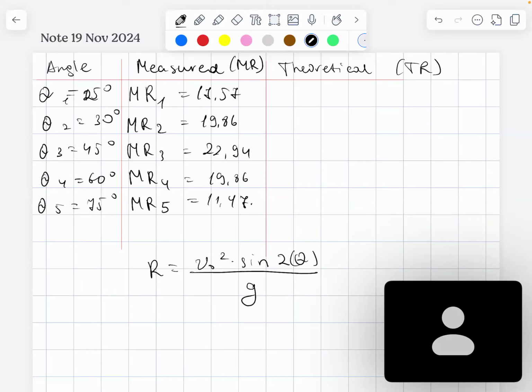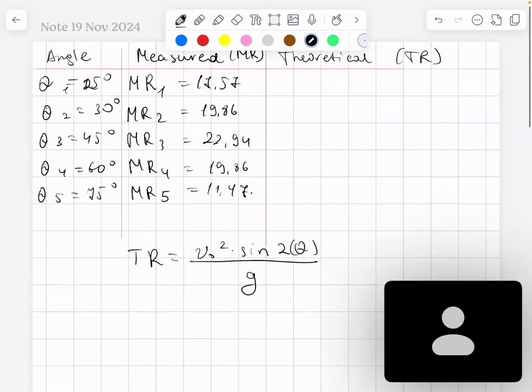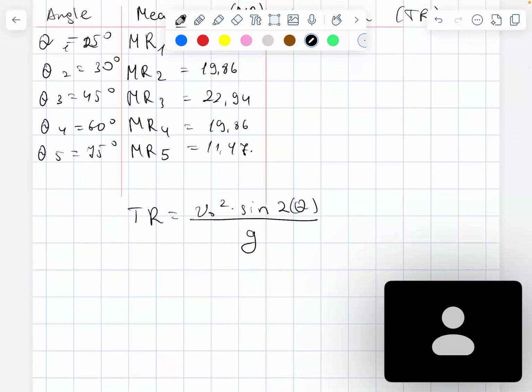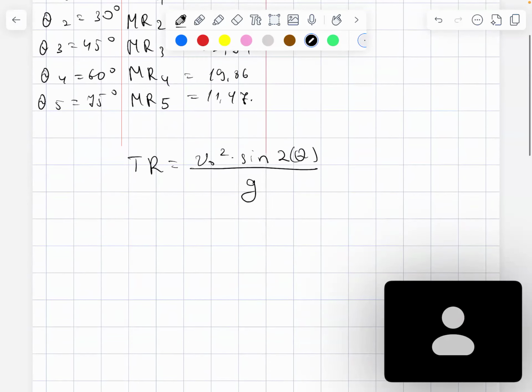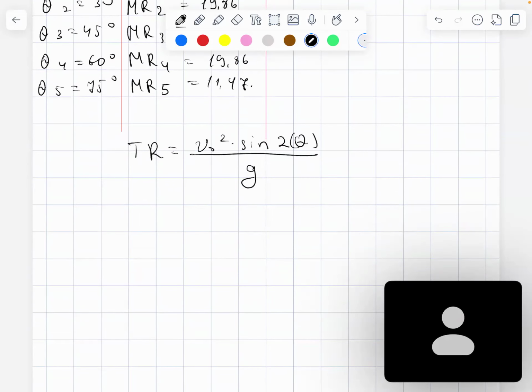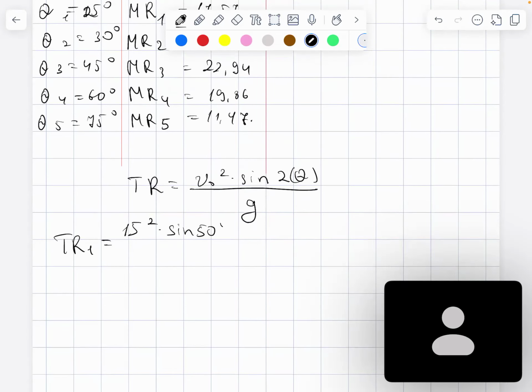To calculate our theoretical range, we will use the formula TR equals v sub 0 squared, which is the initial velocity squared, times sine of 2 theta, so the sine of the doubled angle, divided by the gravitational acceleration. So let's calculate our first theoretical range, TR sub 1. Initial velocity is 15 squared times sine of 50 degrees divided by 9.8.